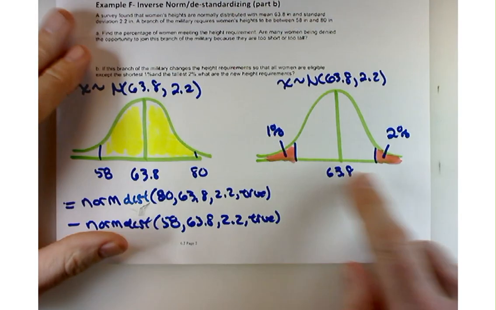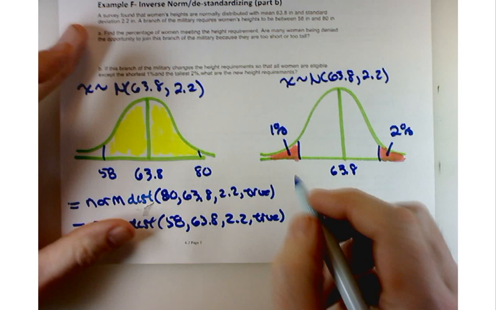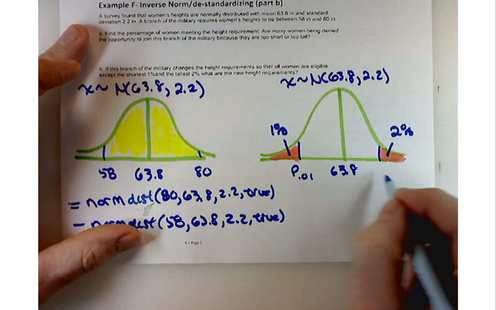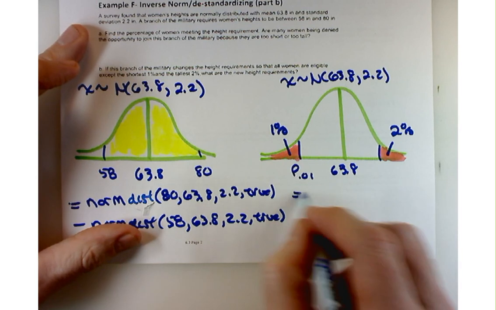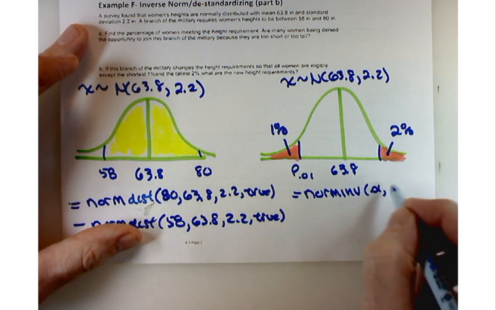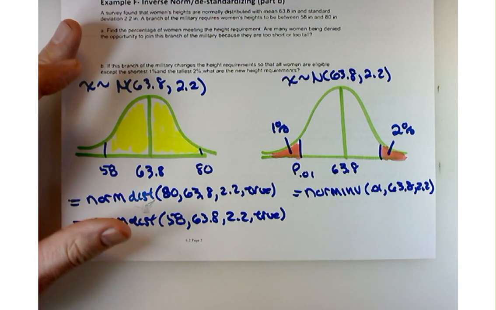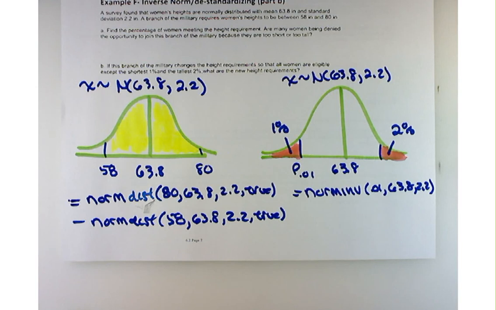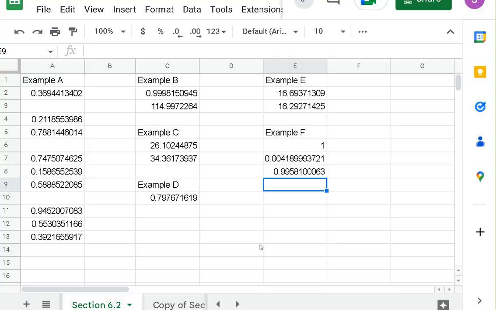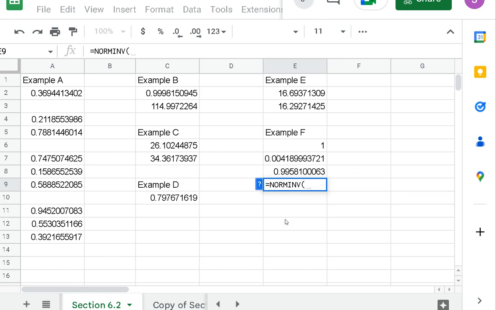Here we want to find the bottom 1%. The nice thing about that is that it's the lowest percentile, so this would be P sub 0.01. That's going to be norm inverse of 0.01, and then the mean and standard deviation, 63.8 and 2.2. That should give me something around 58.6. So let's do this. Equals norm inverse 0.01, comma, 63.8, comma, 2.2.